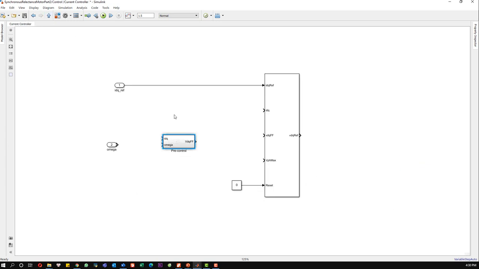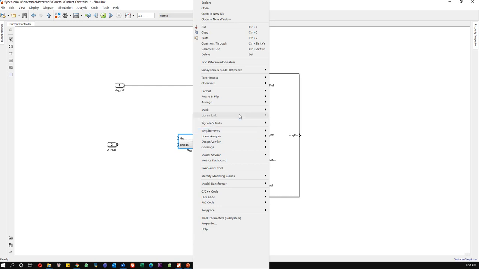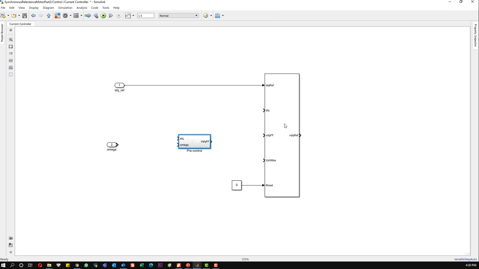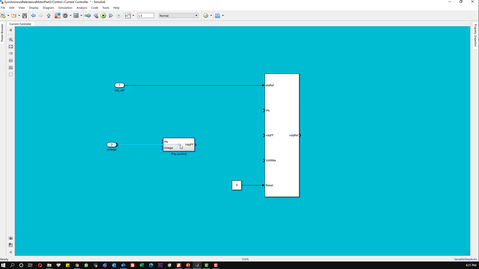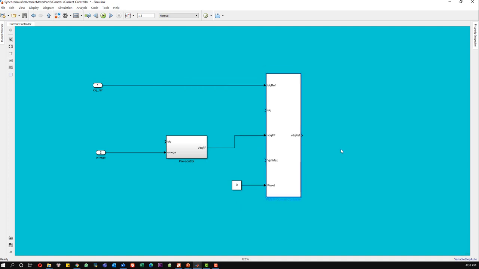Okay, so we add content here and we change to SyRM. We have Omega here and the IDIQ we take from somewhere. Okay, this is connected by the PDQ.